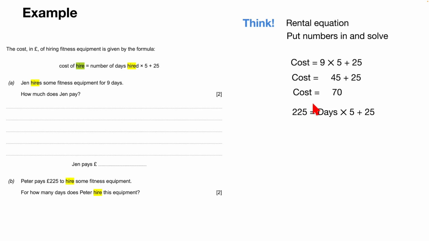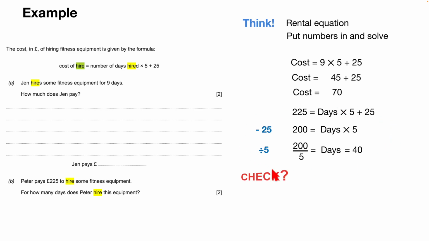That's the easy one. Here, Peter pays 225 to hire some equipment. How long does he get it for? 225 equals the days times 5 plus 25. Do not divide by 5 at this point, obviously. We've got to subtract 25. So that's 200 equals days times 5. Divide by 5. 200 over 5 equals days equals 40. So 40 days is the answer.